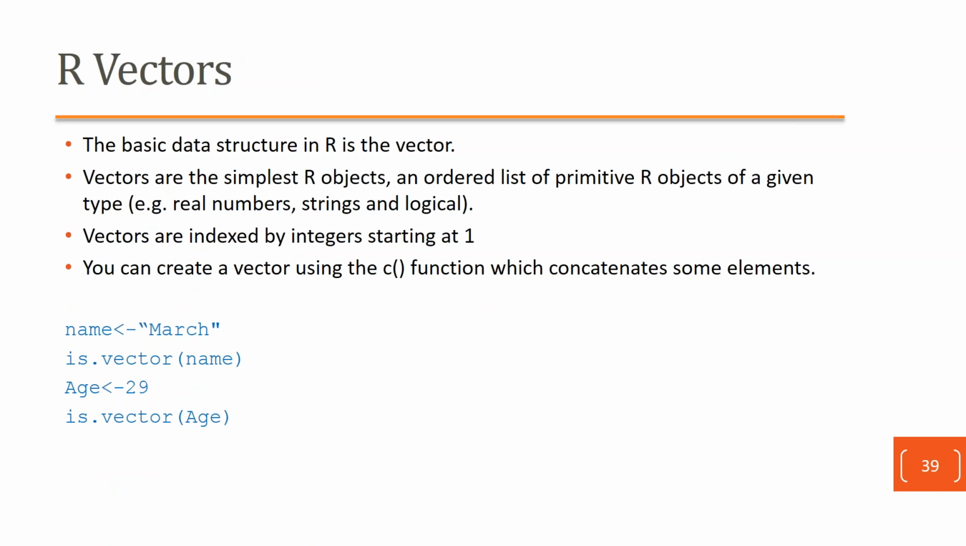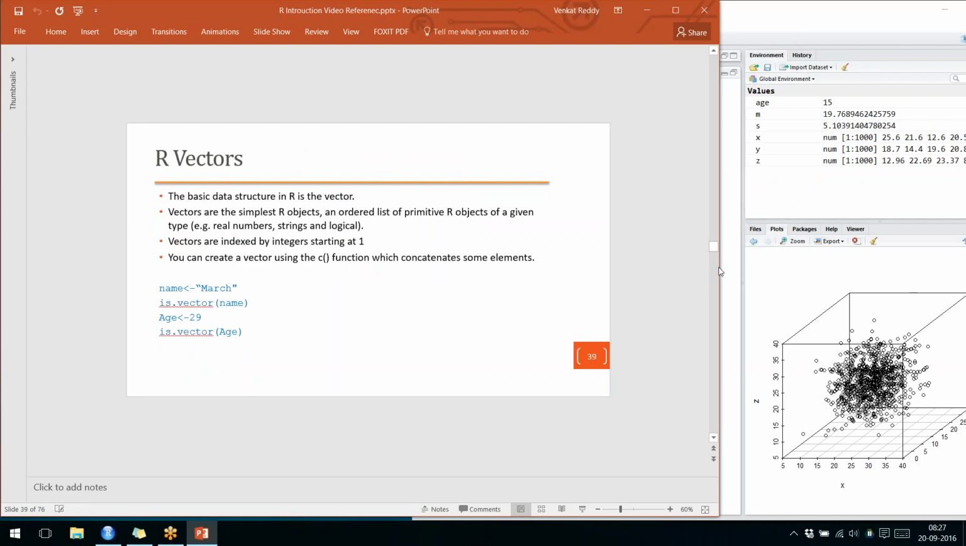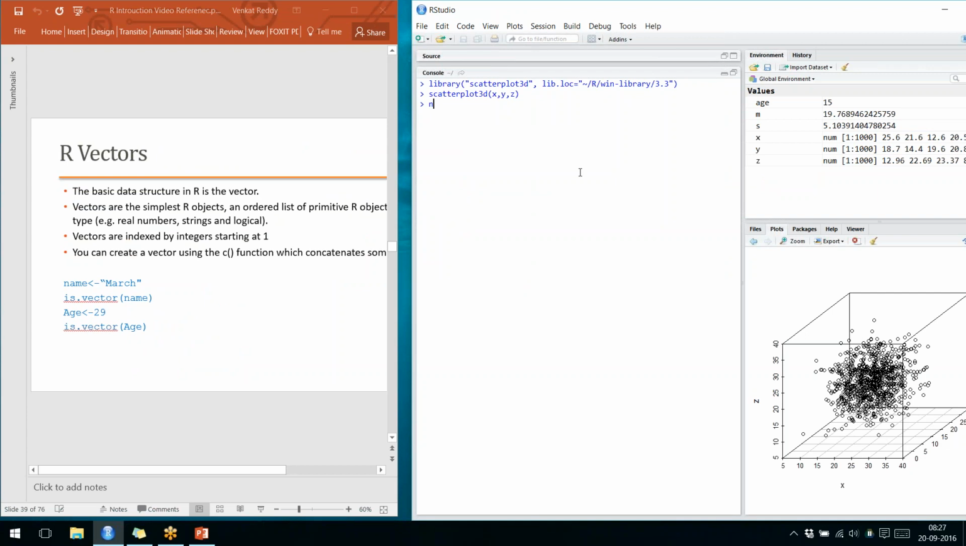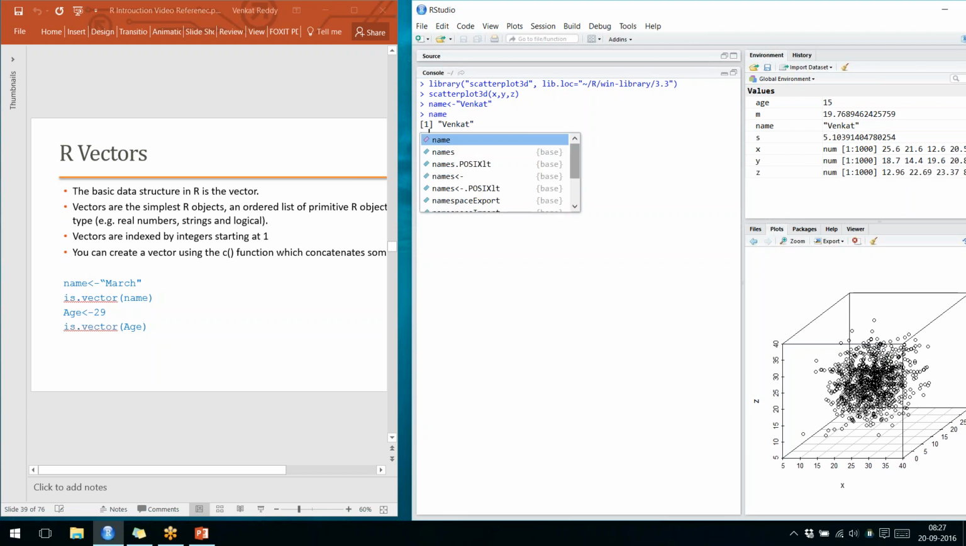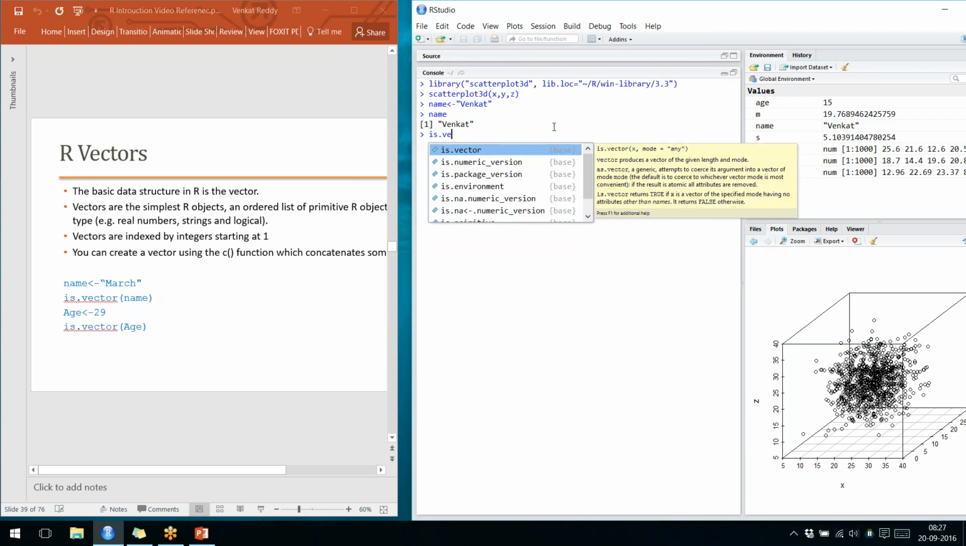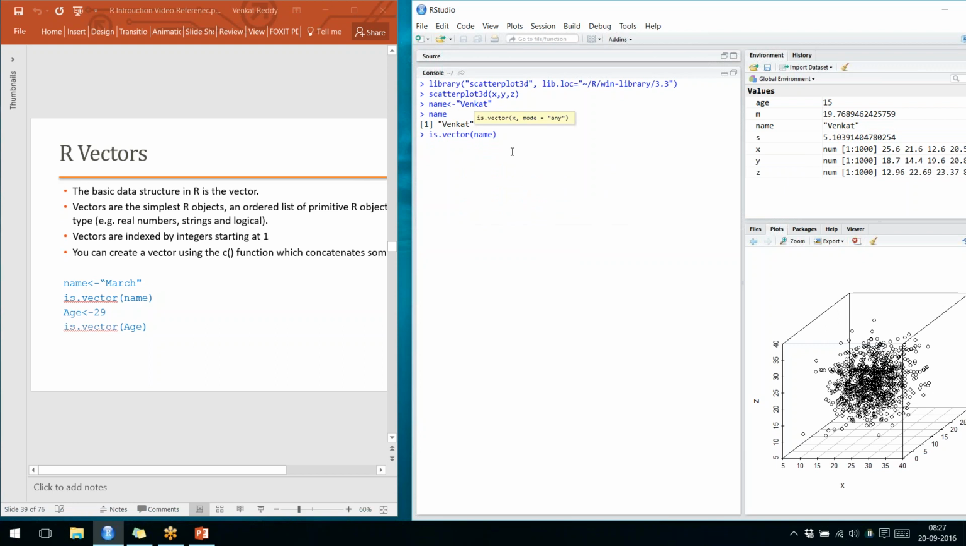Vectors are indexed by integers. What exactly is a vector? It's a collection of one or more elements. It can have one element also, or it can be a collection of more than one element. So let's do an example in vector. If I just say name and I store my name in that, that name, if I type, that is Venkat. And if I want to see, is that a vector? is.vector is a function. So is that name a vector? It says TRUE, it's a vector.